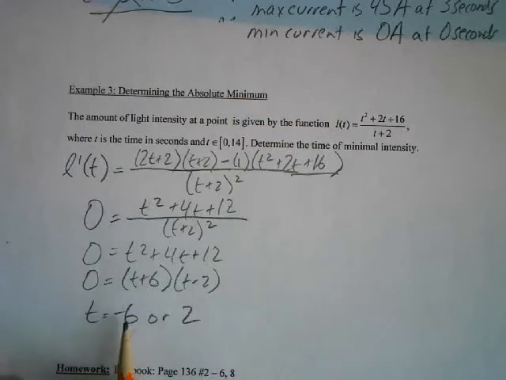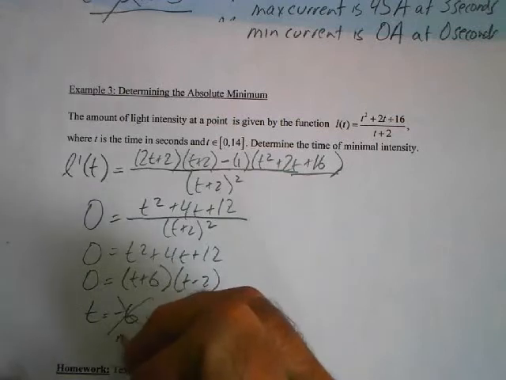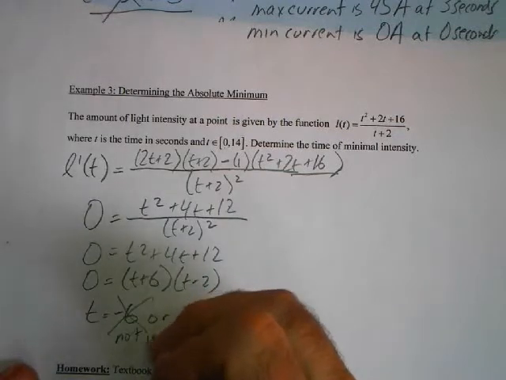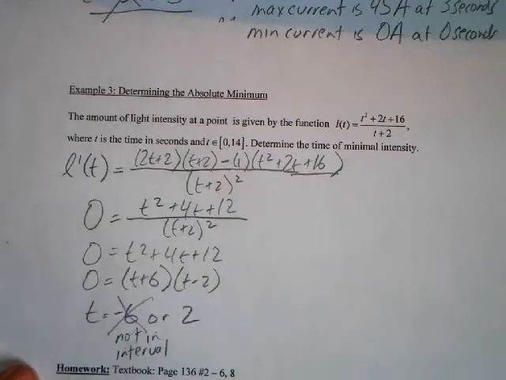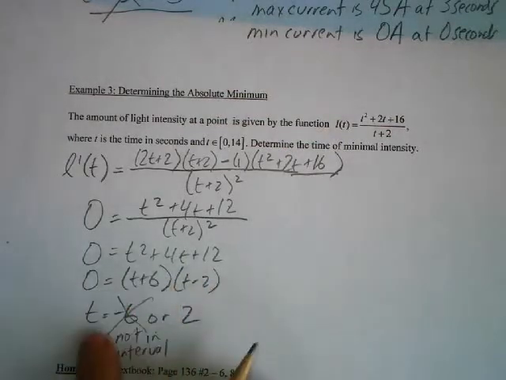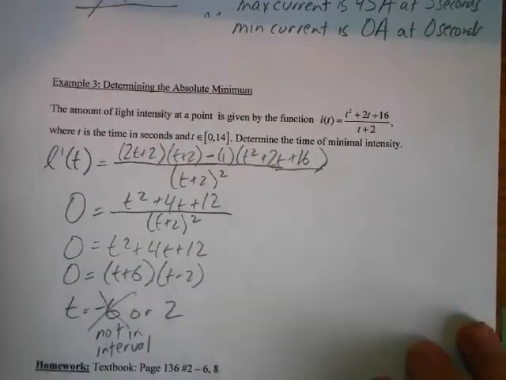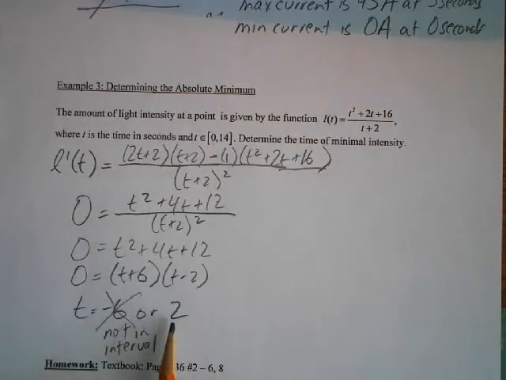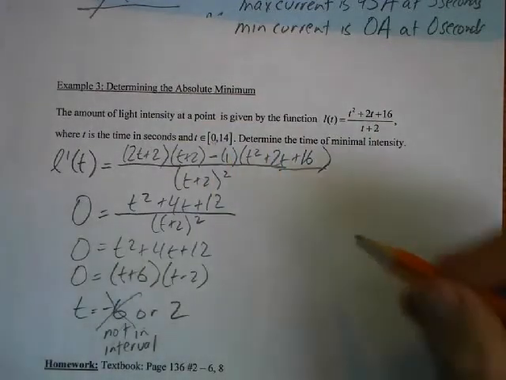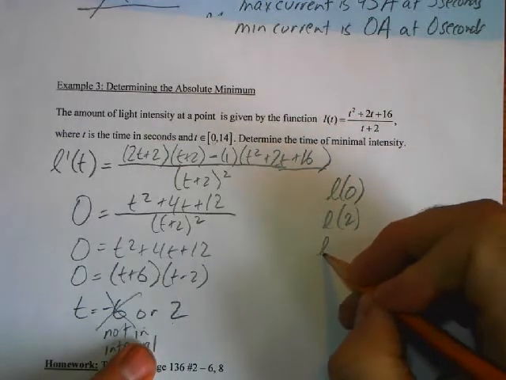Okay, and again, we're looking for the interval 0 seconds to 14 seconds. So if you wanted to be official, you could say not in interval. I don't expect you to do that, but you definitely have to cross it off that you've actually calculated that, but it's not being considered for some reason. Okay, so we want to find the light intensity at 2 seconds from this critical point, and we also want to find it at 0 and 14 seconds. So we're going to do L at 0, L at 2, and L at 14.